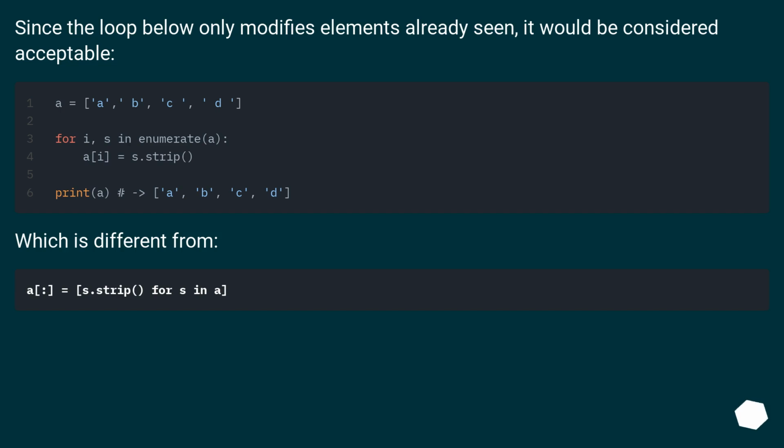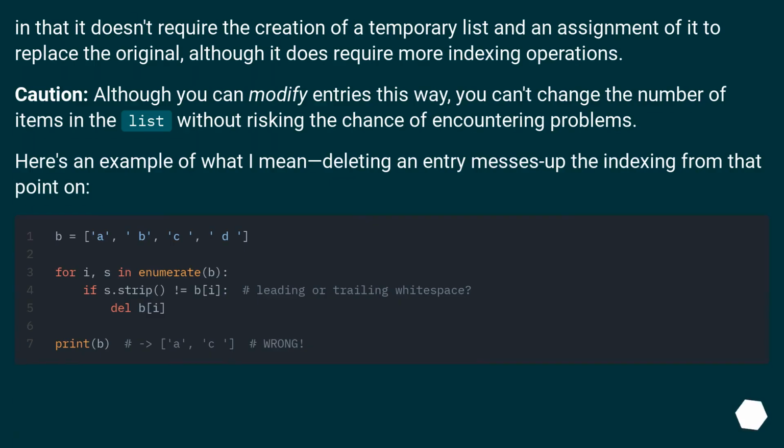Since the loop below only modifies elements already seen, it would be considered acceptable. Which is different from the previous version, in that it doesn't require the creation of a temporary list and an assignment of it to replace the original, although it does require more indexing operations.